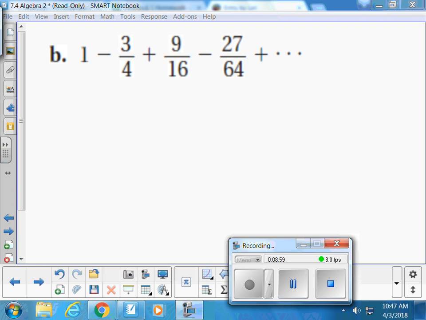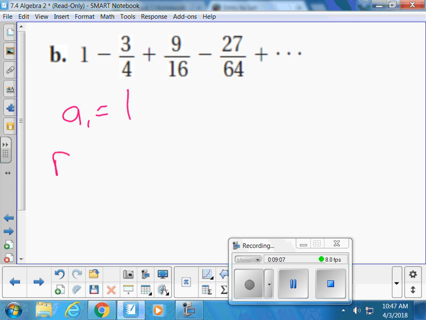Here's our next one. We'll probably only do like 2 or 3 more and be done. Let's identify key features of this sequence. What's our first term? What's our common ratio? So the easiest way to find it is take a number on the right and divide it by the number on the left. So you could do this divided by this, or you could do this divided by this, but it is negative 0.75. Negative 3/4.